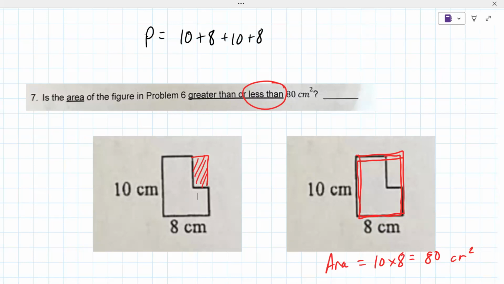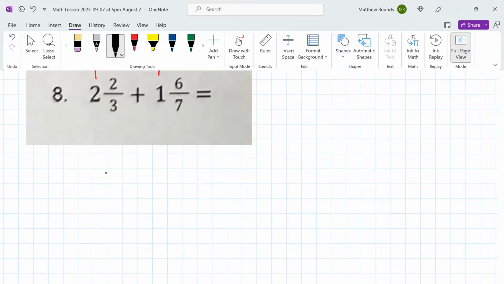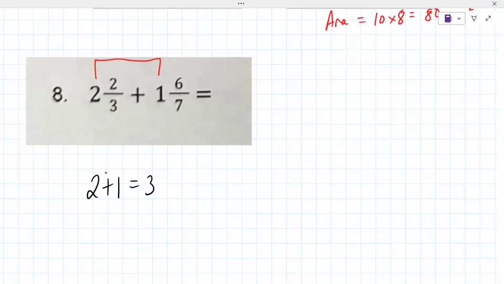Okay, I am back. Did you try either 8 or 9? Do you have an answer for me? I wasn't sure. Do you have to make the denominators the same? Well, you can add the whole numbers, like 2 plus 1. Are you doing number 9? Yeah, okay.